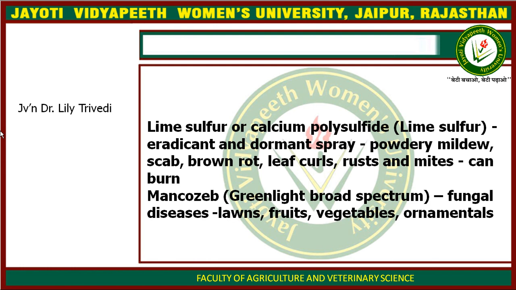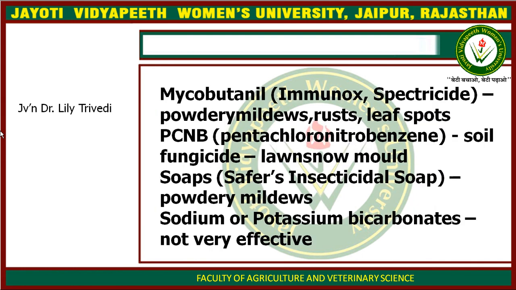Powdery mildew, scab, brown rot, leaf curls, rust and mites can also be controlled with it, but it can burn the plant also. Mancozeb is a green light broad spectrum. It acts on fungal diseases in the lawns, fruits, vegetables and ornamentals. Myclobutanil, that is Immunox or Spectracide, acts on powdery mildews, rust and leaf spots.